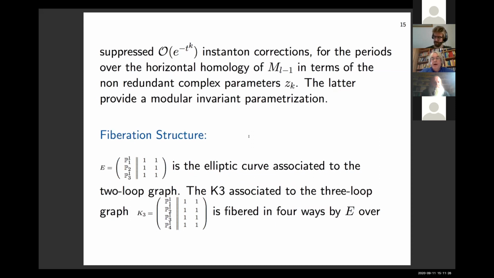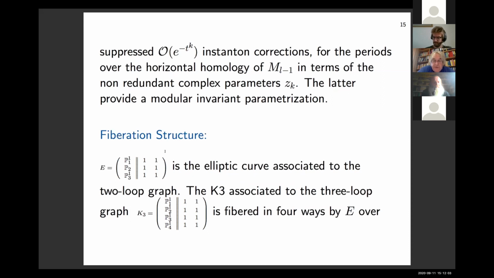We have just the parameters which correspond to the volumes of these P1s. And in the mirror, after mirror duality, I call them z_k. So k really runs just from 1 to L plus 1. And then there is a very nice fibration structure in this whole picture, because think what is the elliptic curve? The elliptic curve is, of course, one complex dimensional. So you take a 3 complex dimensional space, which is 3 P1s, and you put 2 hypersurfaces, then you get the elliptic curve. It's, of course, again a Calabi-Yau. And that is associated to the 2-loop graph.